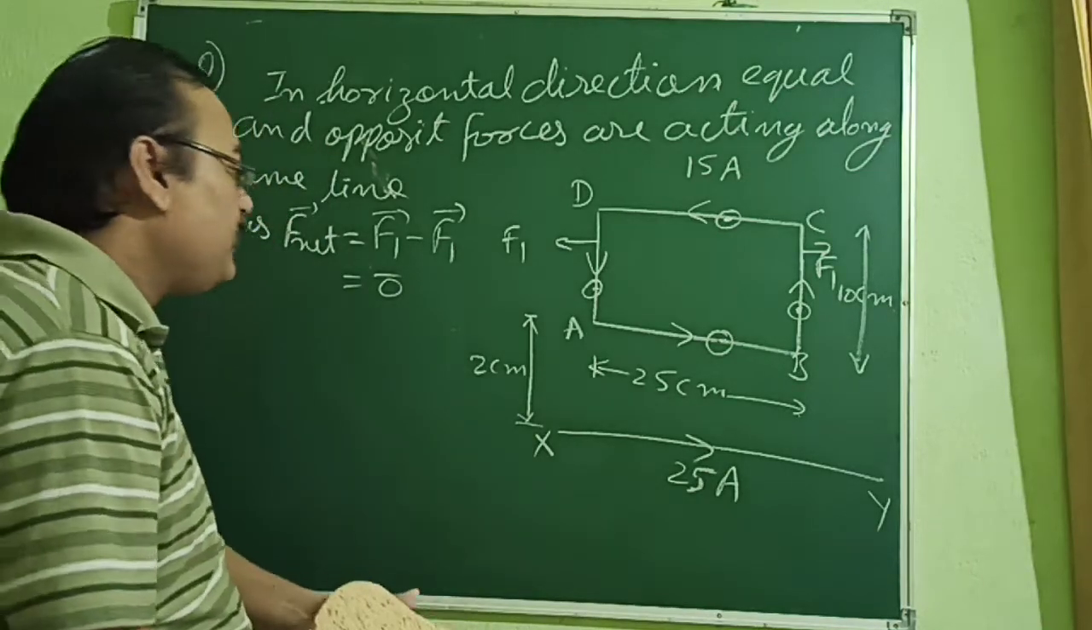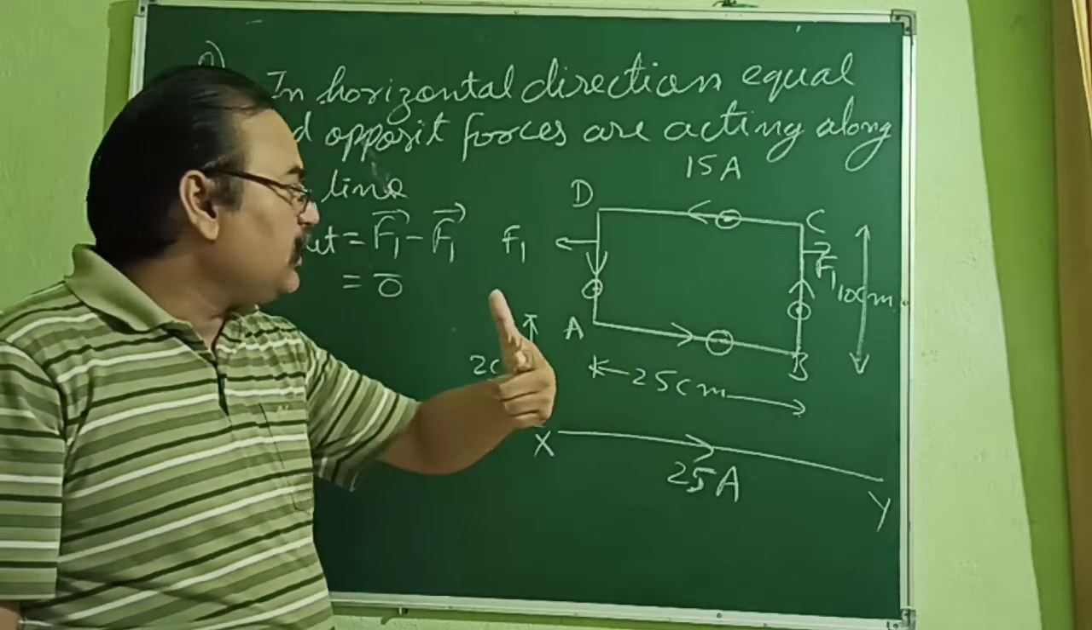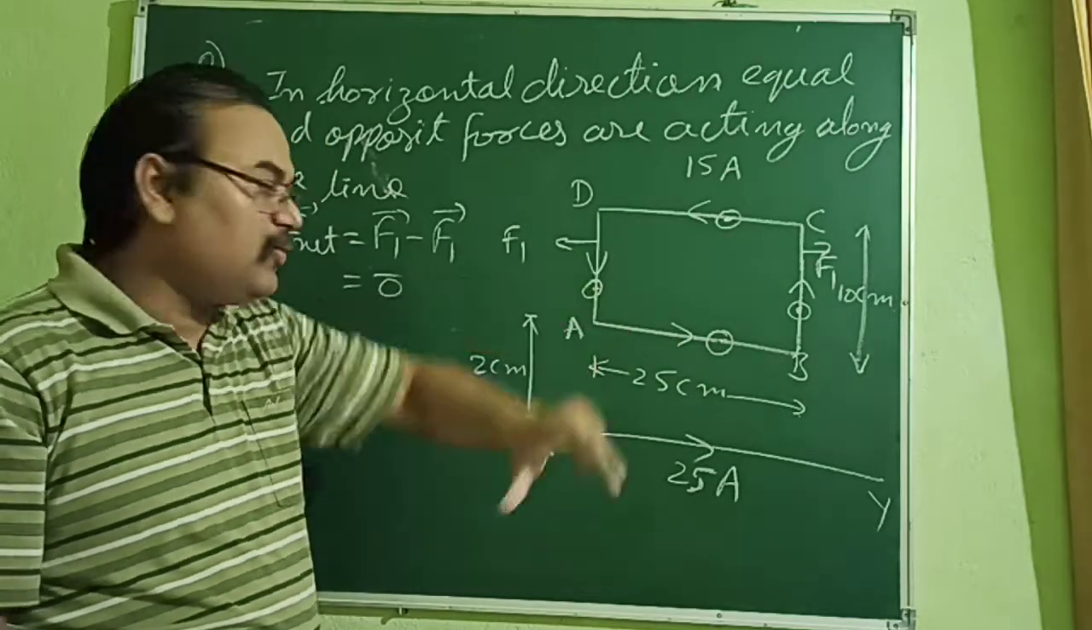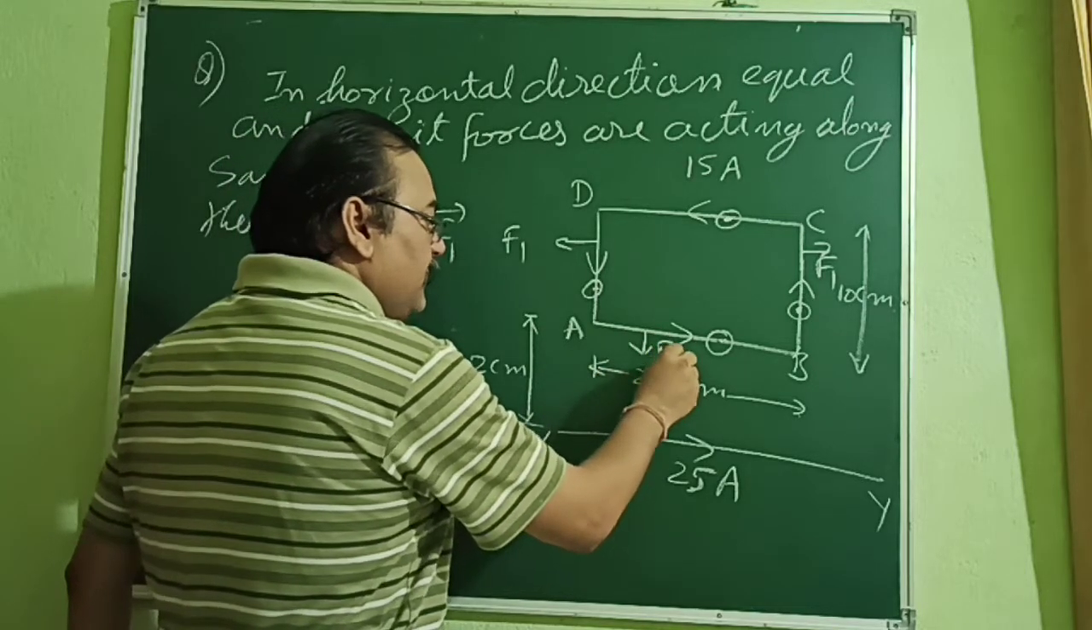Now for AB, we can find the direction of force. The direction of magnetic field is this one, towards you. The direction of current is towards that, so the force is downward. So we can see this force is downward. Let this force be F2.